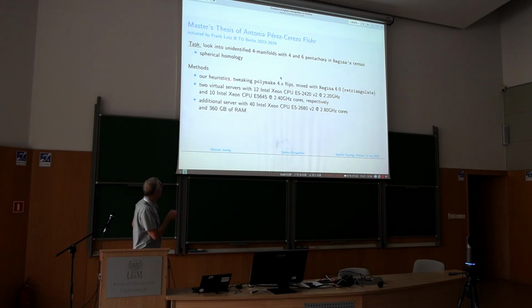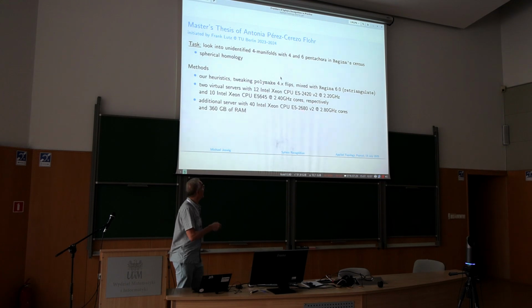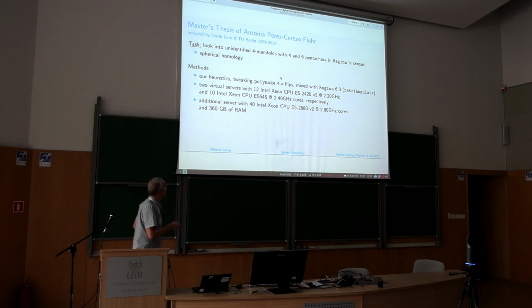But what could be improved was the heuristics for doing these bistellar flips. There are various parameters to play with, and she did. Then you can have a newer version of Regina, which has more fancy ways of retriangulating this. Doing wild mixes of Polymake and Regina is what she did. And yes, we used some bigger hardware than the pocket calculator of a few years ago.